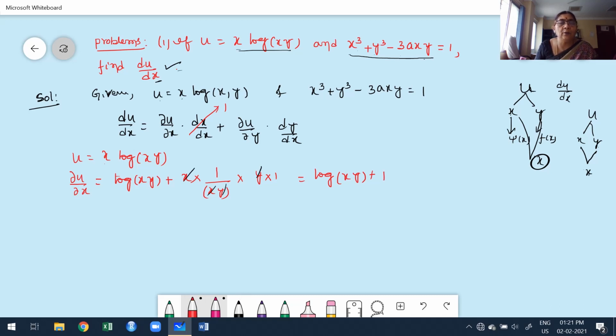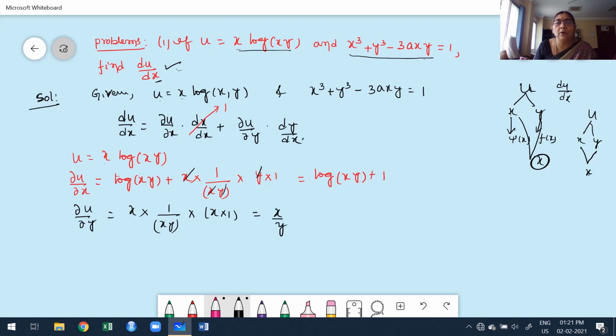Now I have to find the partial derivative of u with respect to y. With respect to y, which is constant? x is constant. Therefore the derivative of log is 1 by xy into the derivative of xy with respect to y, which is x into 1. Now x cancels. What's the remaining? x by y.